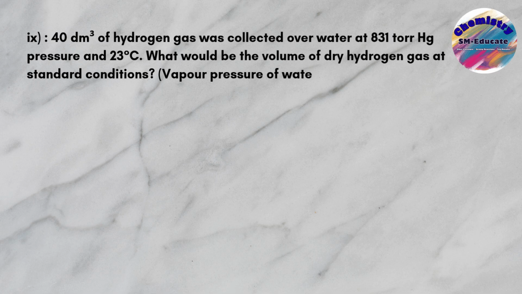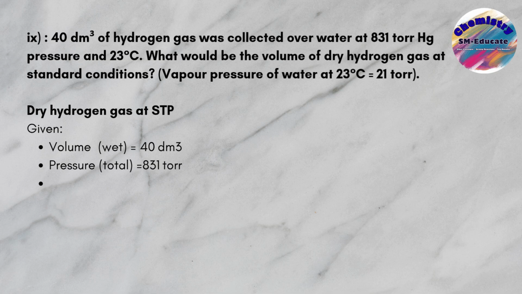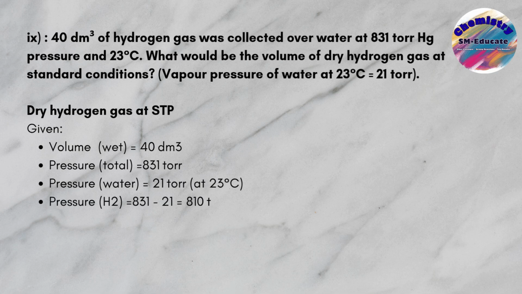Dry hydrogen gas at STP, given volume wet, equals 40 cubic decimeters. Pressure total equals 831 torr. Pressure of water equals 21 torr at 23 degrees Celsius. Pressure H2 equals 831 minus 21 equals 810 torr.